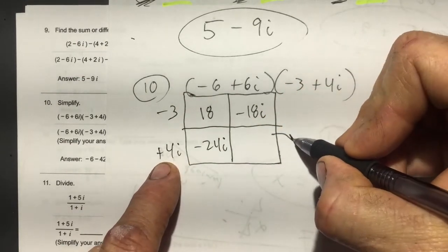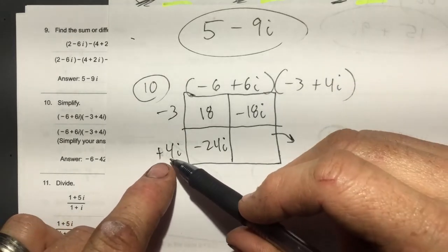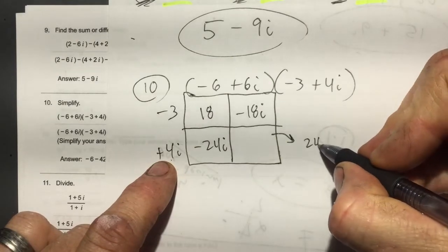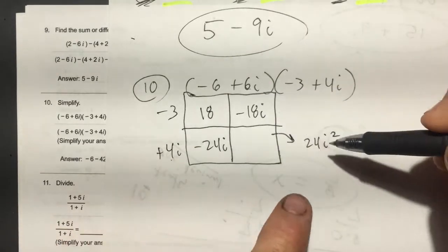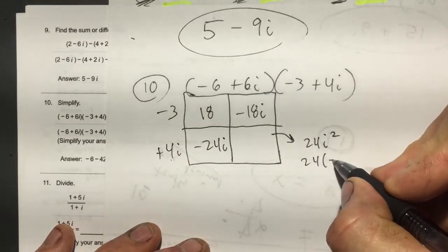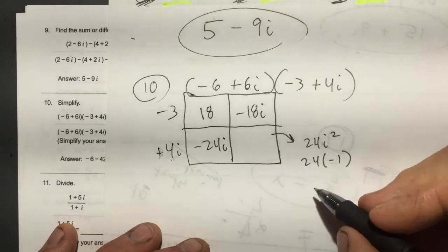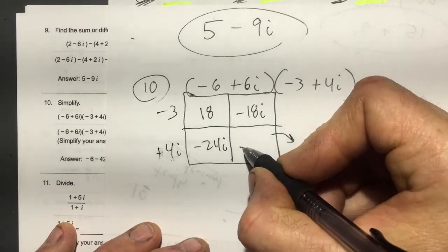And then this one here, I always do it outside because it always turns into a real number. I've got 4 times 6, which is 24, and I got i squared. All right, so 4 times 6 is 24, and I got 2 i's, which is i squared. And i squared, if you remember, is a negative 1. And so 24 times negative 1 is negative 24. So this is negative 24.